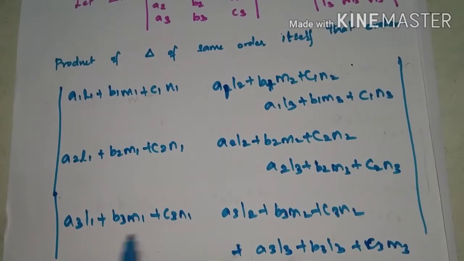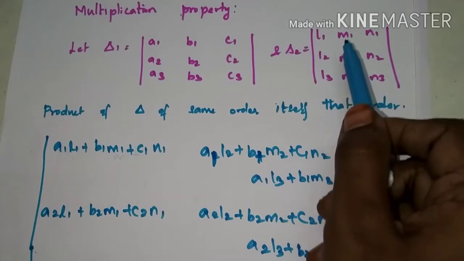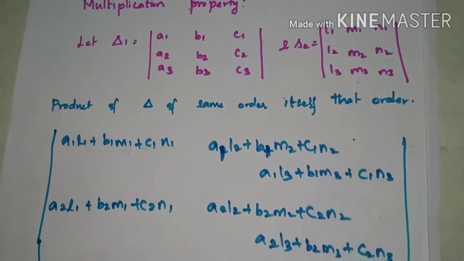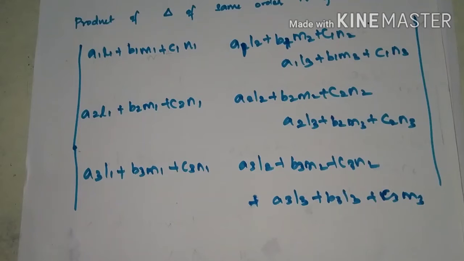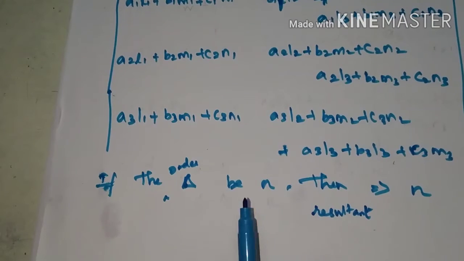Now the last row is formed by multiplying the third row of the first determinant with the rows of the second determinant. See, the general form of the determinant value will be in the order of n. If the order of the determinant is n, then the resultant order will also be n only.